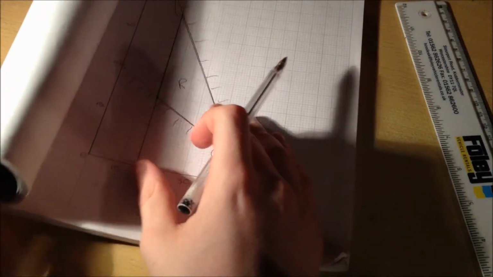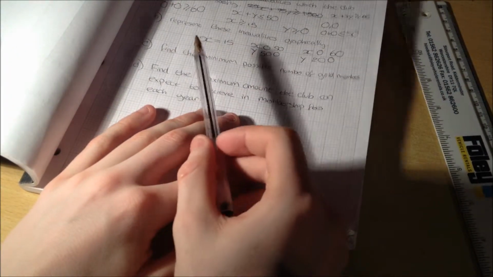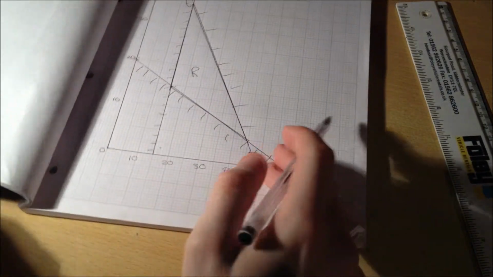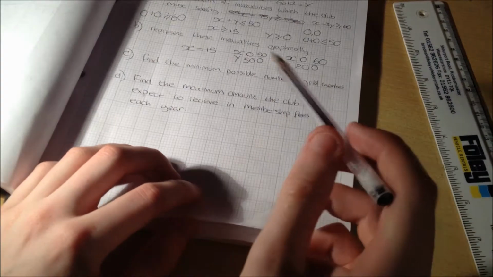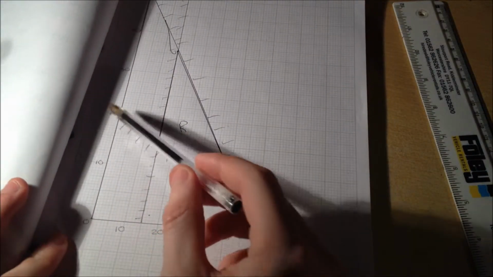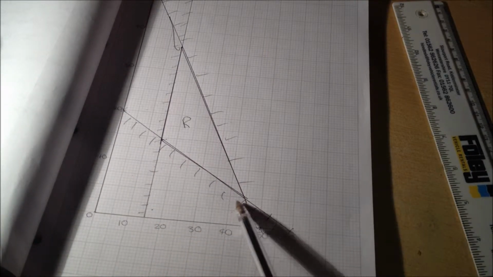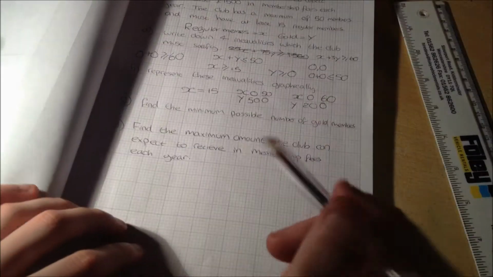Now we come on to the more complicated questions. The first one asks, find the minimum possible number of gold members. Now this is simple. As you should have written down, the gold members are Y. So, on the Y-axis, the minimal possible gold members is here. Follow it across, so the minimal possible gold members is 5.